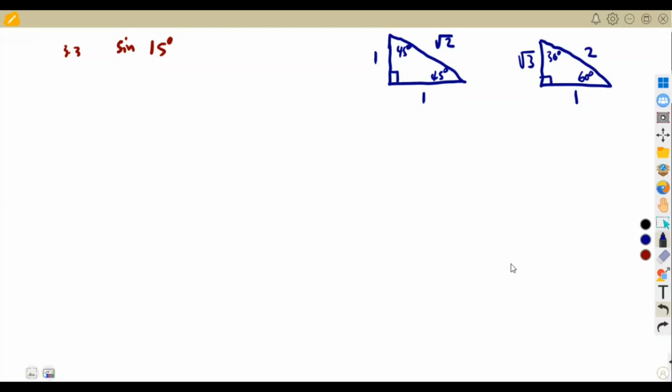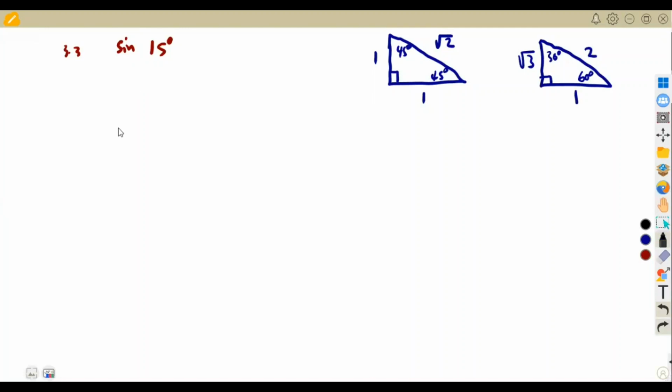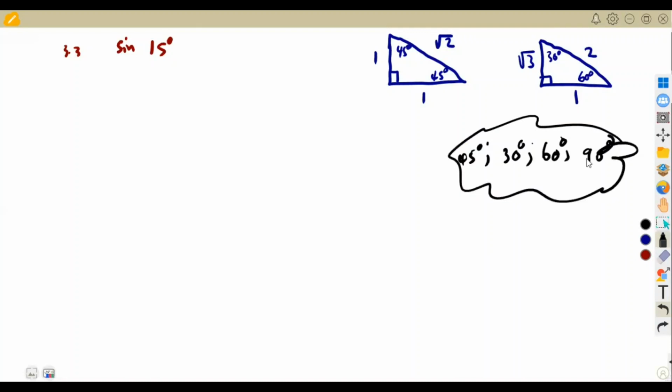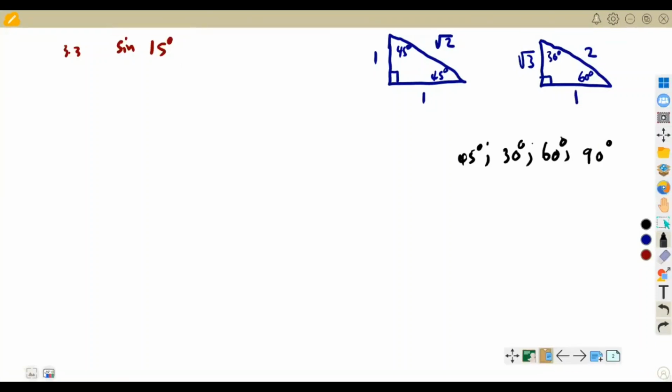So what is it that you're going to do? We have got an angle of 15 degrees, but we do not have 15 on these angles. But we have to ask ourselves, is there any combination of any of these angles? Here I've got 45 degrees, 30 degrees, 60 degrees, and I also have the 90 degrees as part of the right angle triangle. Is there any combination of angles that I can combine either by subtraction or addition to obtain 15 degrees? That is the question that you're asking yourself.